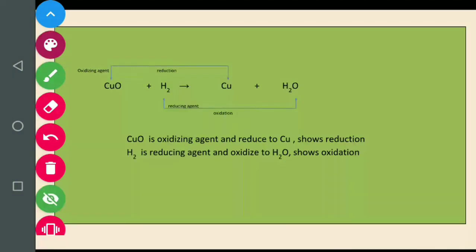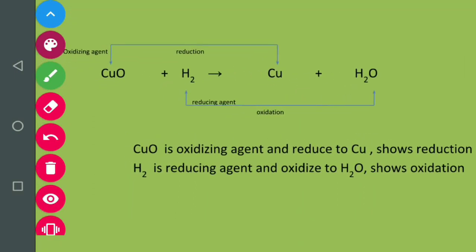Second example, here you can see copper oxide changes to copper. Here oxygen is removed, so it goes through reduction, whereas in the second, hydrogen changes to water, oxygen is added, so it goes through oxidation. And we know the substance which goes through oxidation is known as the reducing agent, and the substance which goes through reduction is known as the oxidizing agent.